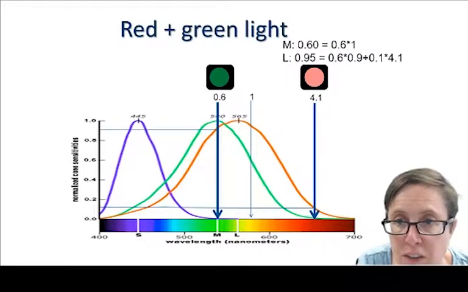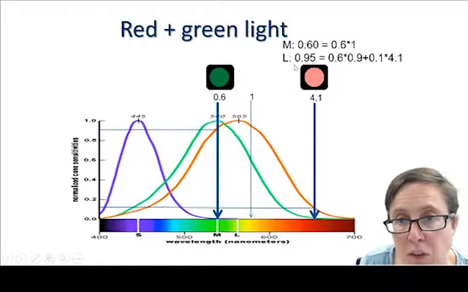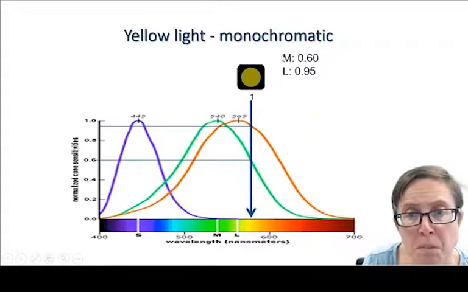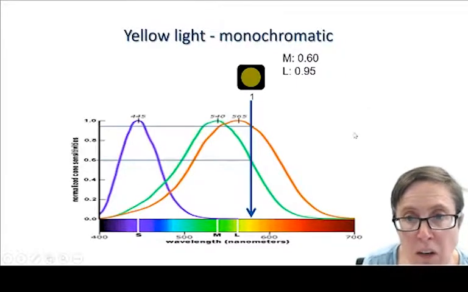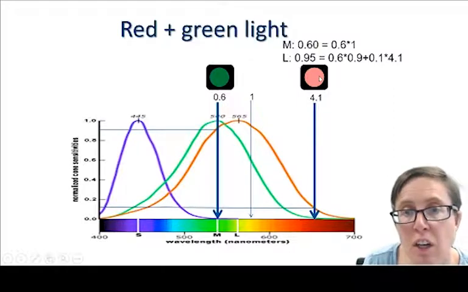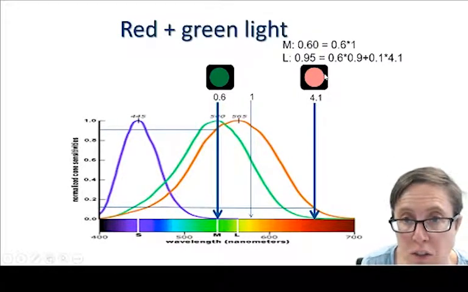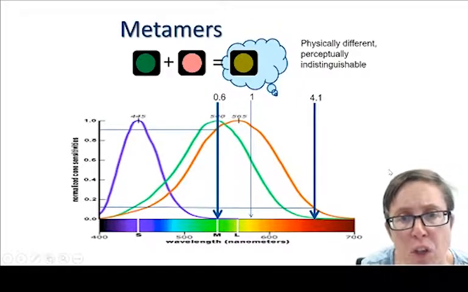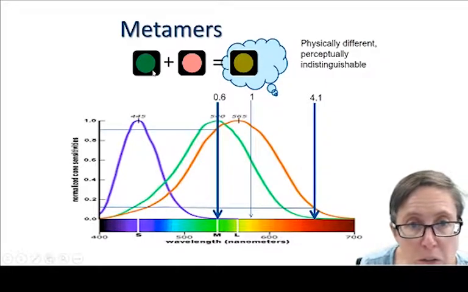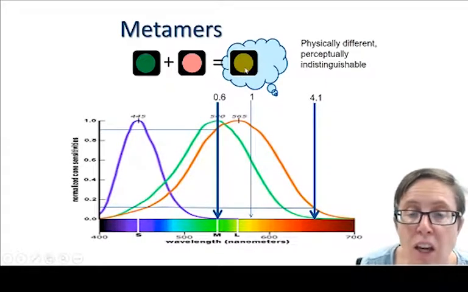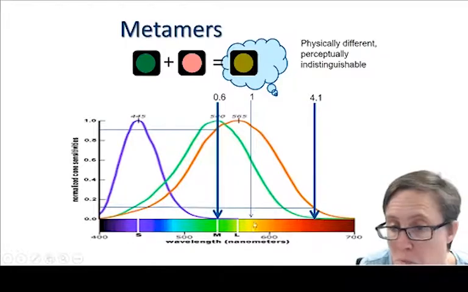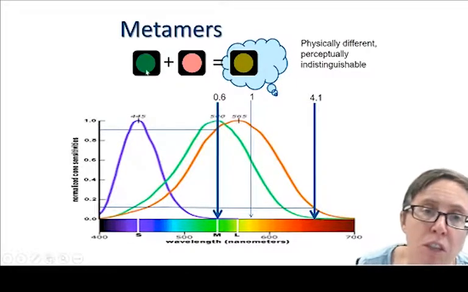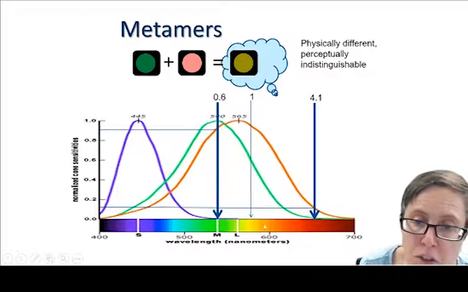Now, that's not an accident. You'll remember that 0.6 and 0.95 were the M and L cone activations caused by the yellow light. So in other words, the monochromatic yellow light and the green plus red light are causing the exact same cone activations, 0.6 M, 0.95 L, and nothing of the S cone. So your brain has no way of telling which of these two possibilities is on your retina. Are you receiving only photons of 560 nanometers, or are you receiving a mixture of photons, some at 530 and some at 660?